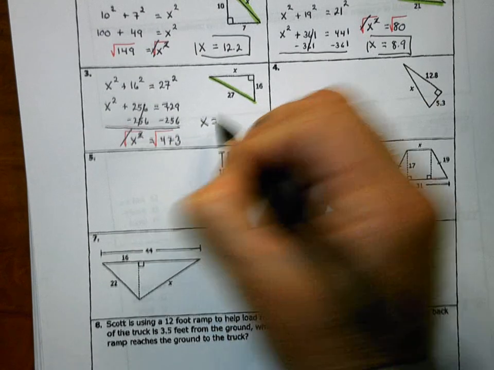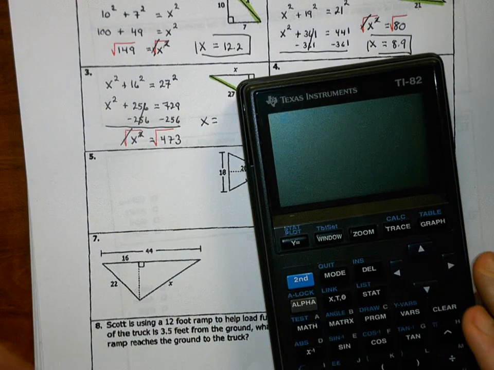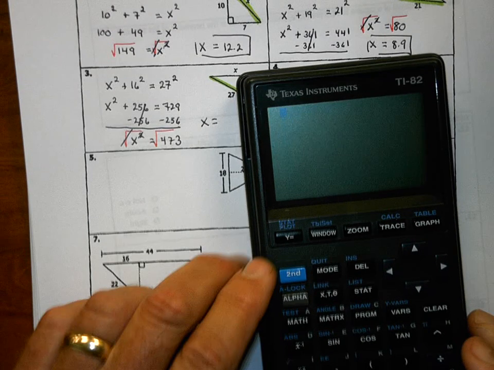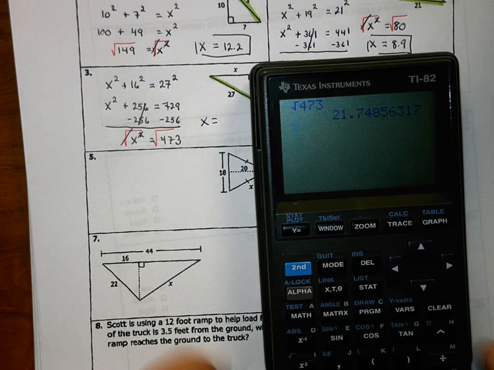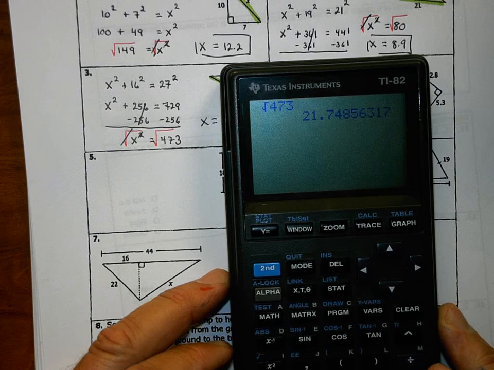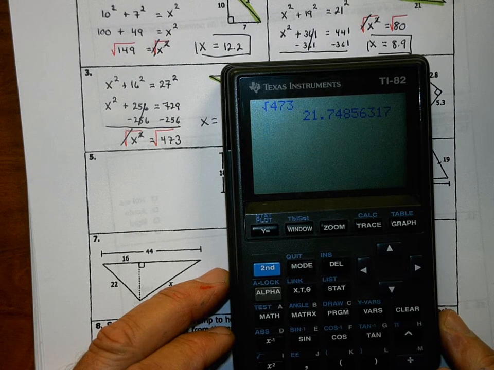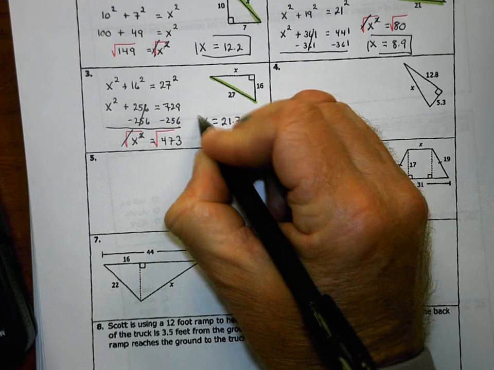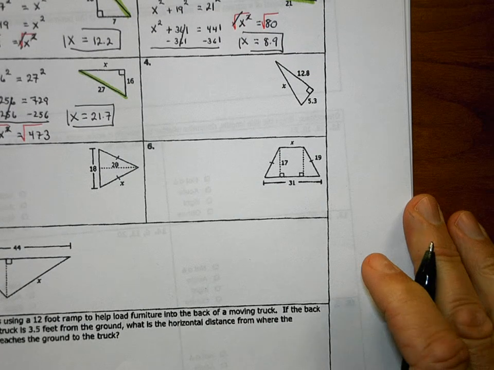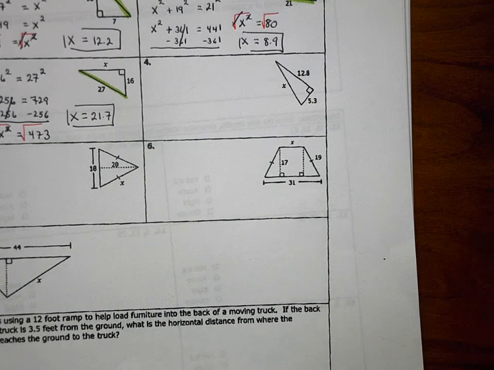We would get x is equal to the square root of 473, and using a calculator, the square root of 473 is 21.74, and we're going to round that to 21.7. We're rounding to the tenth. So number 3, x is equal to 21.7. All right, number 4, same idea. We're using the Pythagorean theorem in number 4.